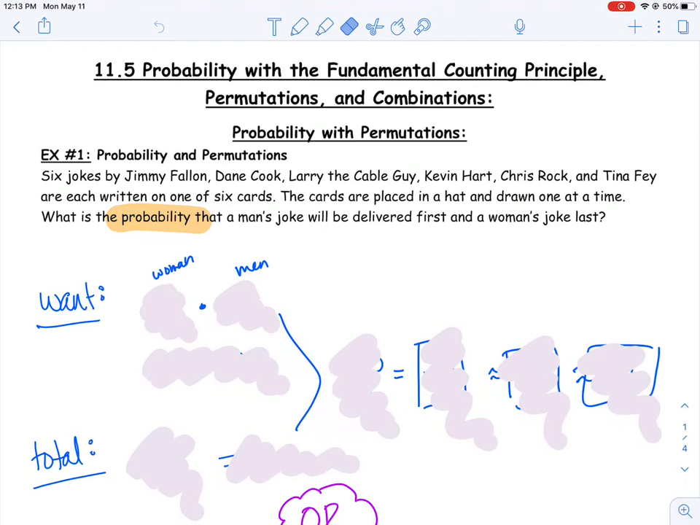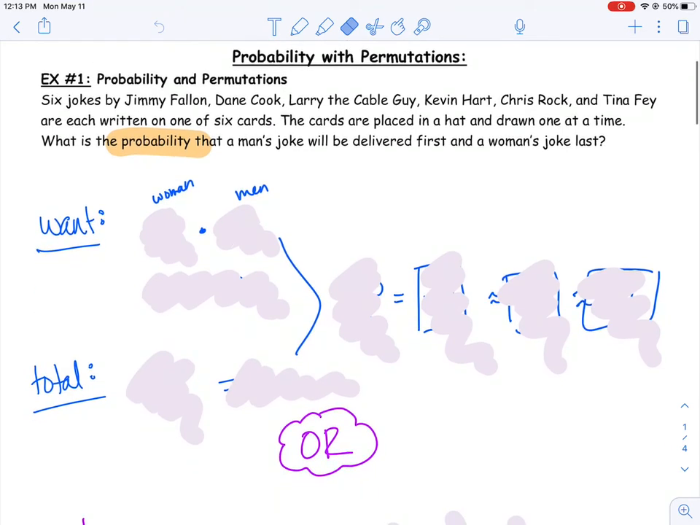So the first thing I see is that keyword probability. And remember from the last section, as soon as I see that word, I know that probability is what you want out of total. So that's how I'm going to organize myself. I know I need to figure out what we want out of the total number of options. It might be easiest to start with total first.